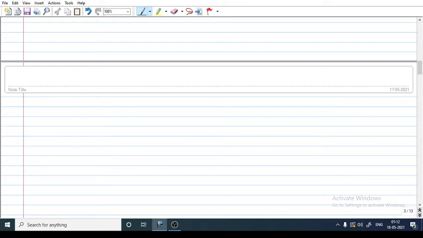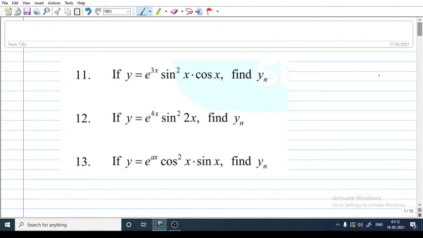Now let's begin with the session. In this session we are going to take some more questions. The first question which we are going to take is: if y equals e power 3x sine square x into cos x, find yn. Okay, how we are going to do this?